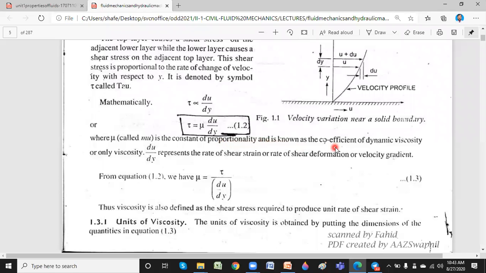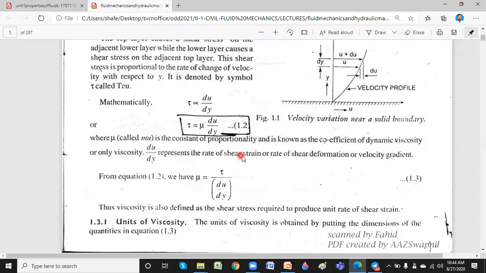Also, it is called the coefficient of dynamic viscosity. So mu is called the viscosity, and du by dy is called shear strain or velocity gradient. What is velocity gradient? Velocity with respect to distance. That's du by dy. Okay. Now, what is the dynamic viscosity?